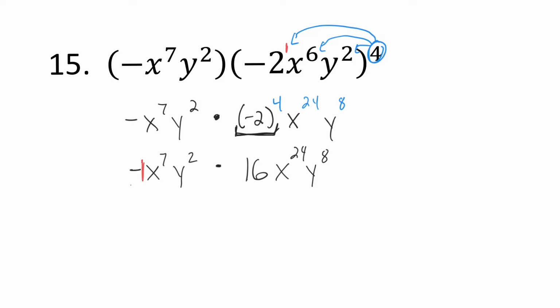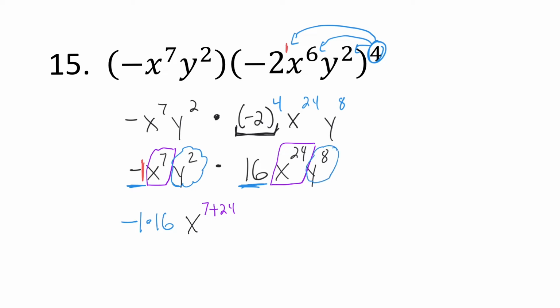So that means you're going to multiply the negative 1 times the 16. They're numbers, they're coefficients, so I'm going to multiply those two numbers. Then you're going to multiply the same bases. So we do have the x to the 7th and the x to the 24th. Keep the base, and add the exponents, 7 plus 24. And then the y's, you have a y squared times a y to the 8th. Keep the base, and add the exponents, 2 plus 8.